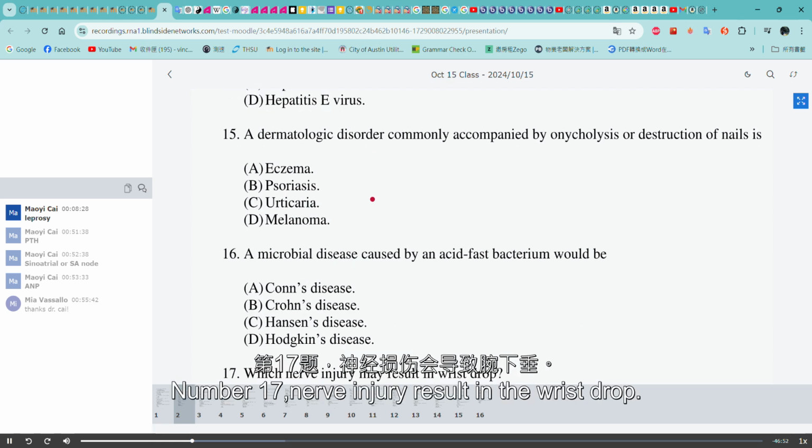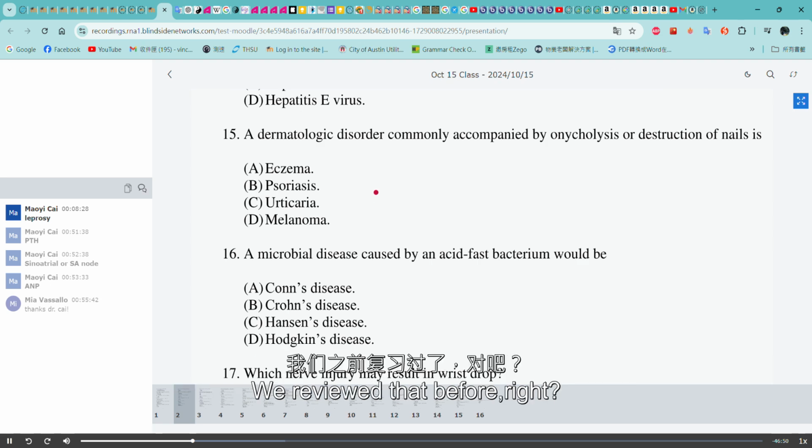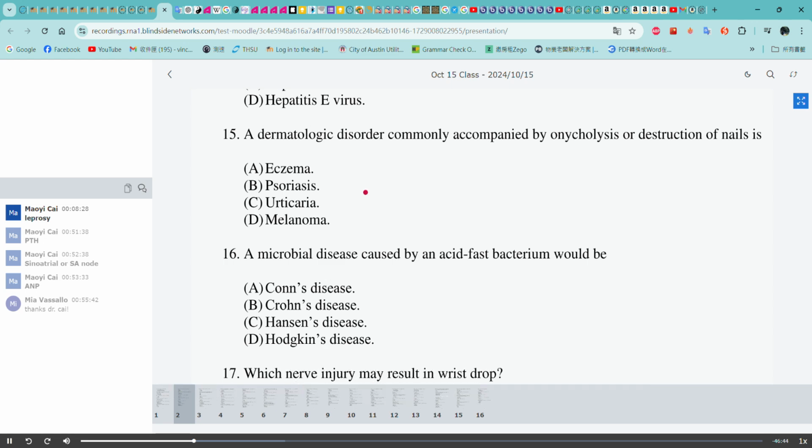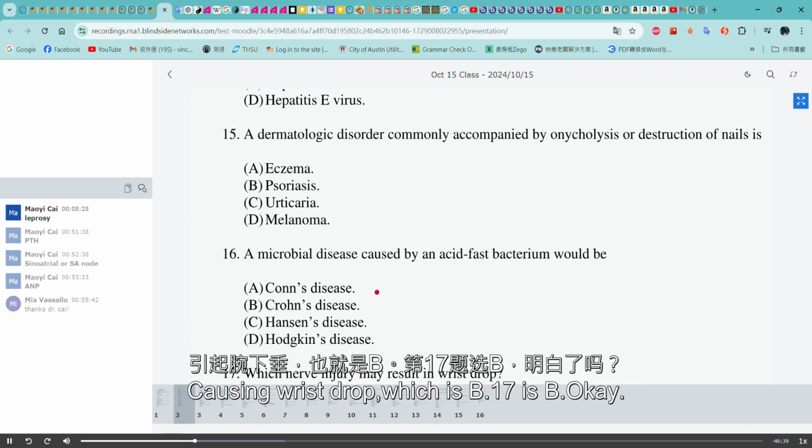Number 17, nerve injury resulting in wrist drop. We reviewed that before, right? It is what? It is the radial nerve. You cannot extend the wrist. So radial nerve injury, right? Causing a wrist drop. So which is B. 17 is B, okay?